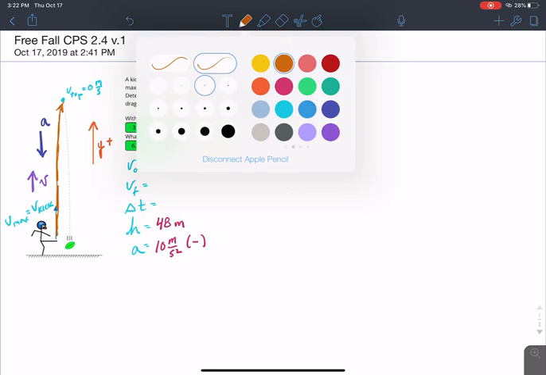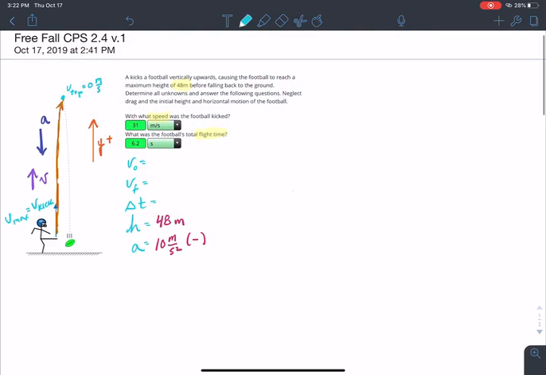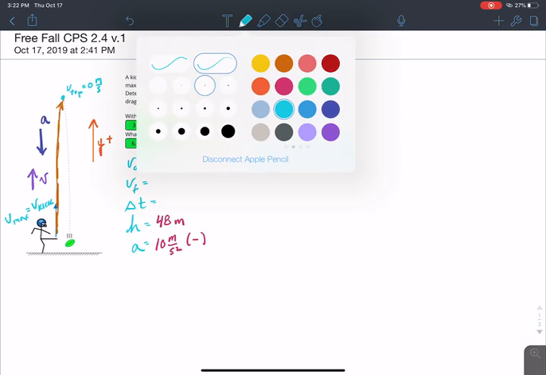We'll start with this kinematic equation that says v f squared equals v naught squared plus 2 times a times height. I chose this equation specifically because it's the only equation we have that does not include a delta t.